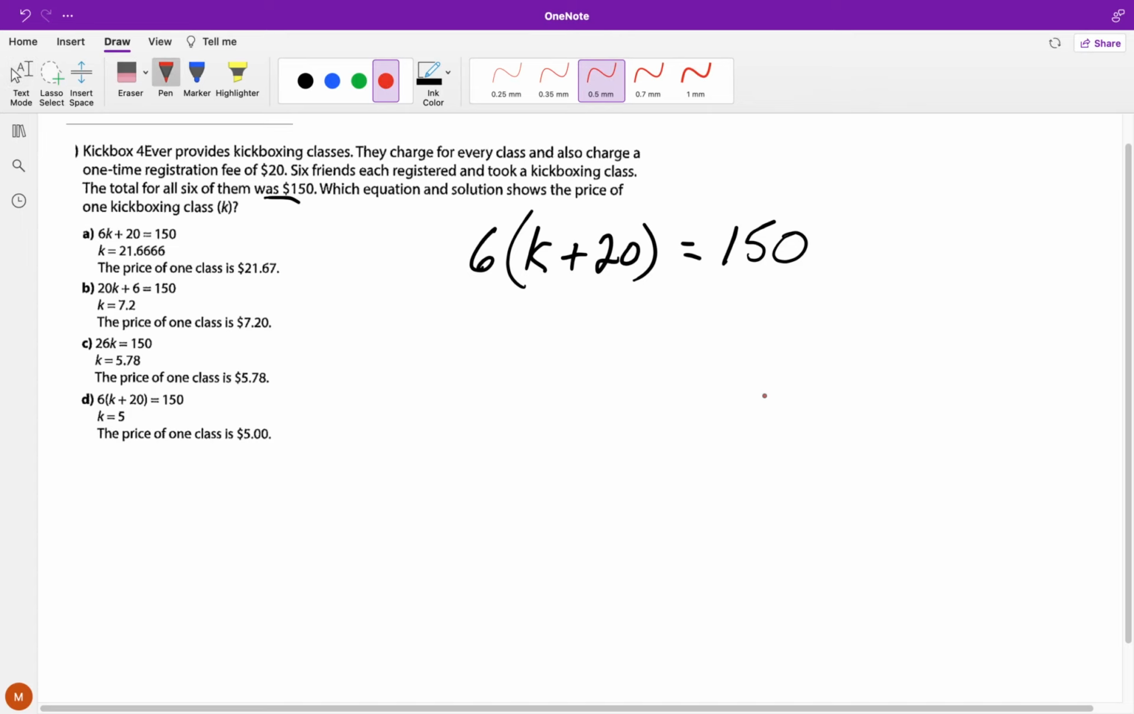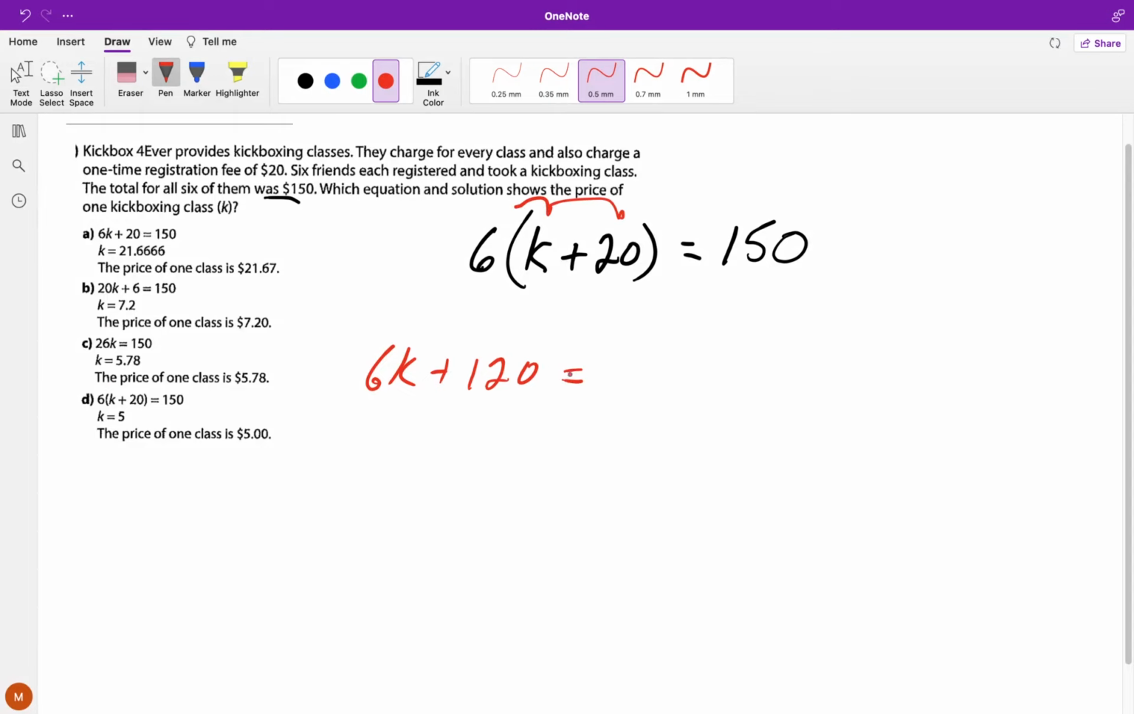Now, on your test, because it will be open-ended, if you wrote it as 6K plus 120, and you actually did the next step where you said, okay, well, each person is being charged $20 registration fee, for 6 of them, so that's $120. If you did it like this as well, you would be considered correct. Either one of these two would be right, because it's the cost of the kickboxing. There's 6 friends, and each of them are paying a one-time registration fee.